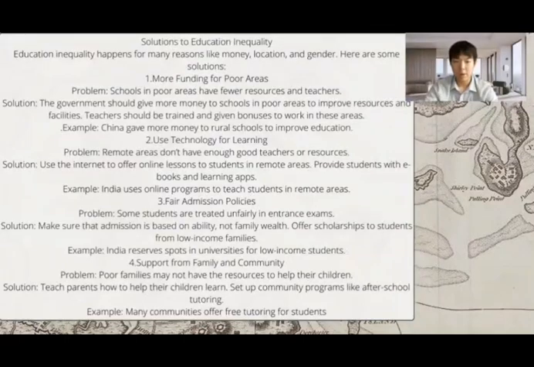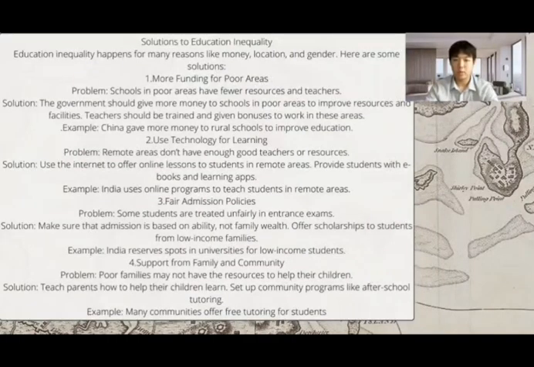Increased funding in poor areas. Problem: schools in poor areas lack resources and teachers. Solutions: more funding. The government should give more money to schools in poor areas to improve facilities and research. Support teachers and offer bonuses to work in these areas. For example, China increased funding for rural schools to improve education, and uses technology to solve learning problems, so remote areas can get good teachers and resources.